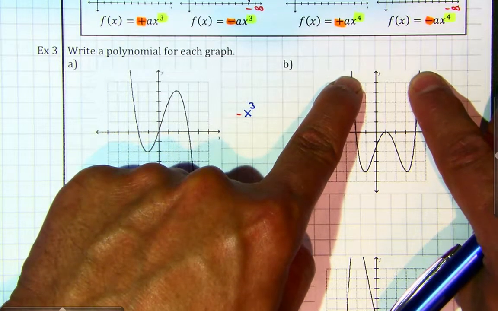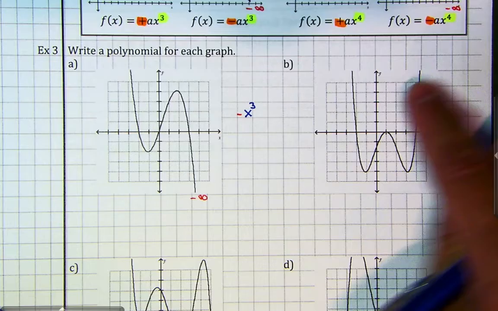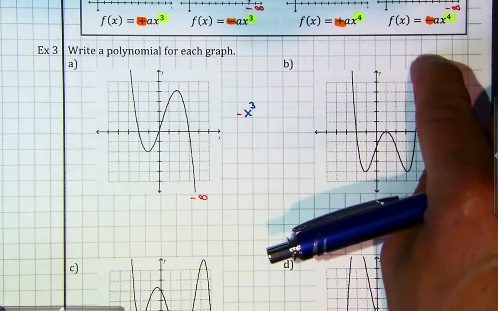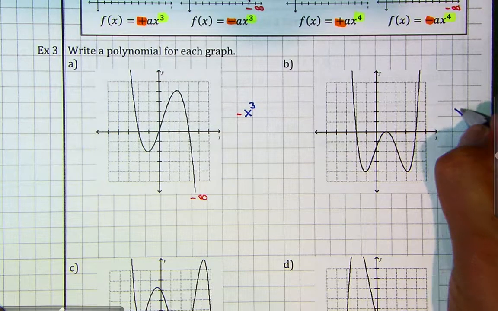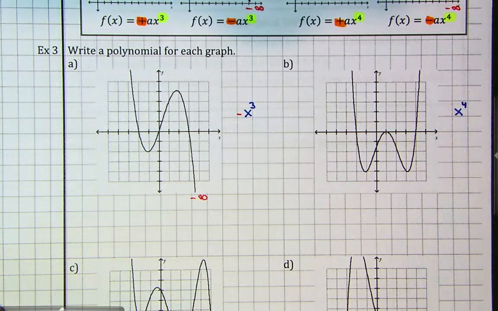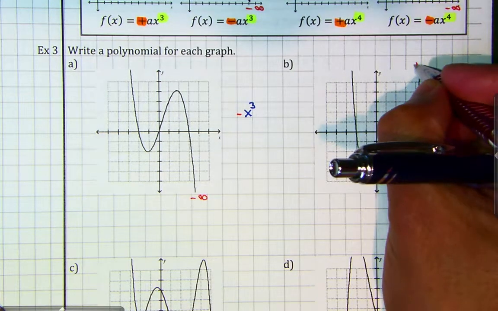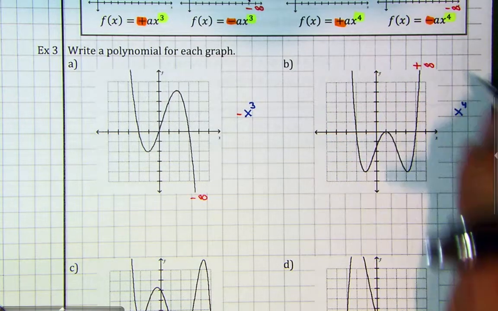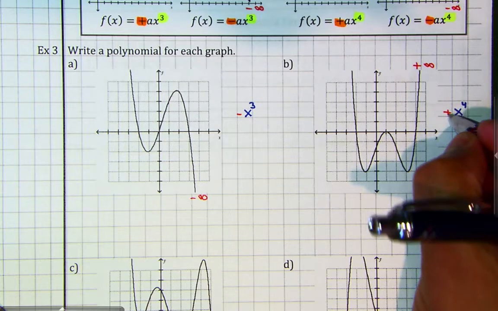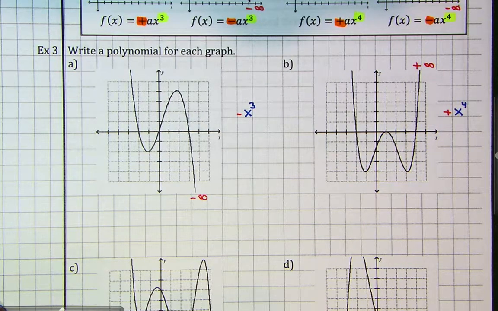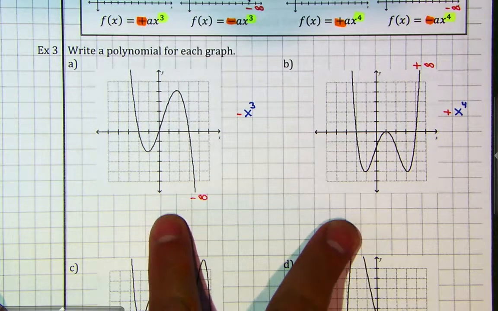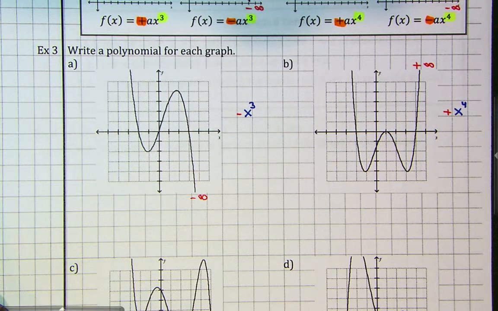On letter B, I know that they both end on positive infinity, so therefore there should be an even degree, and this will be 1, 2, 3, 4. So therefore it will be x to the fourth power. On the right hand side, the function approaches positive infinity, so therefore it will be positive in coefficient. Now there'll be a number here, but we'll take care of that once we write down the polynomial.